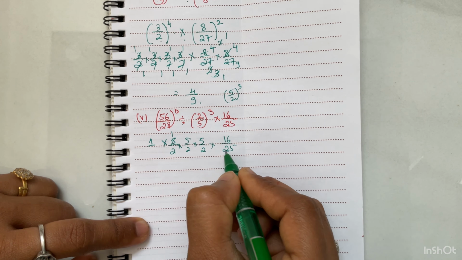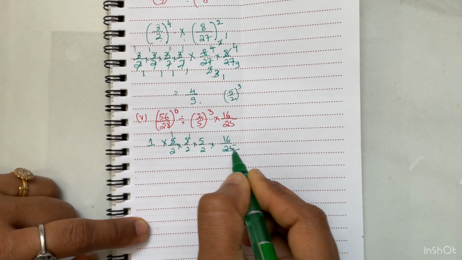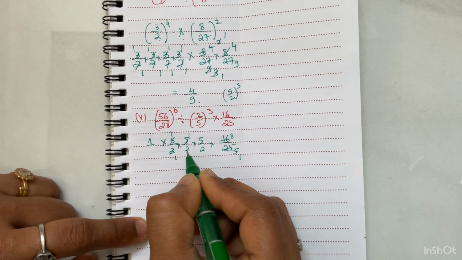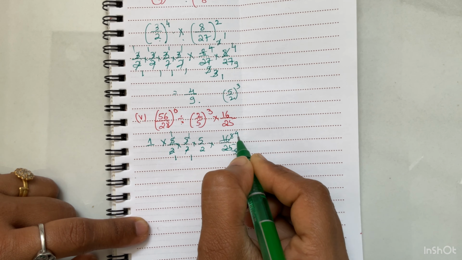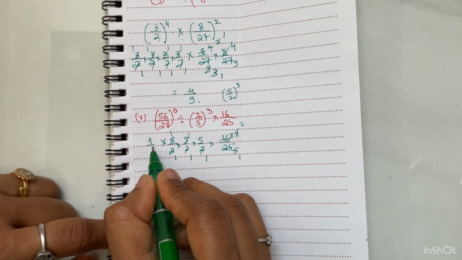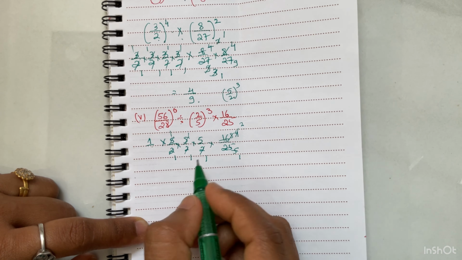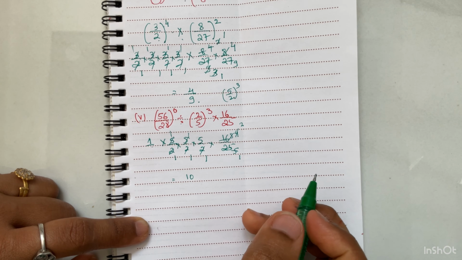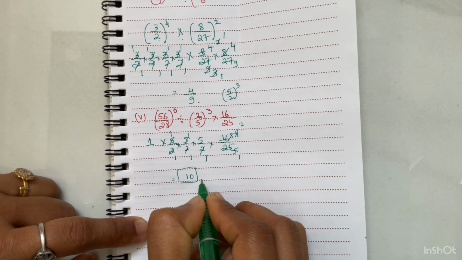See, 5 1s are 5, 5 5s are 25, 5 1s are 5. Now 2 1s are 2, 2 8s are 16, 2 1s are 2, 2 4s are 8, 2 1s are 2, 2 2s are 4. So what is left in the numerator? 1, 5 and 2. So after multiplication I'll get 10. Nothing is in the denominator. So for this we found the answer is 10.